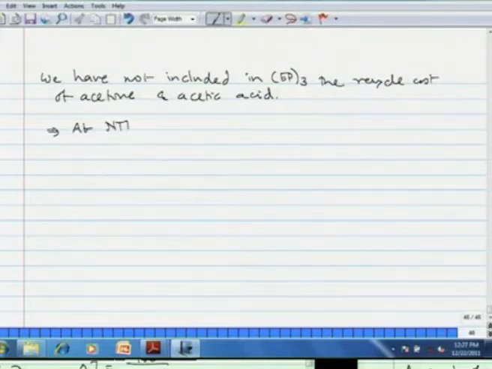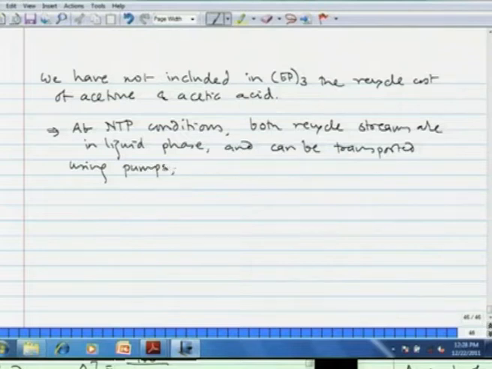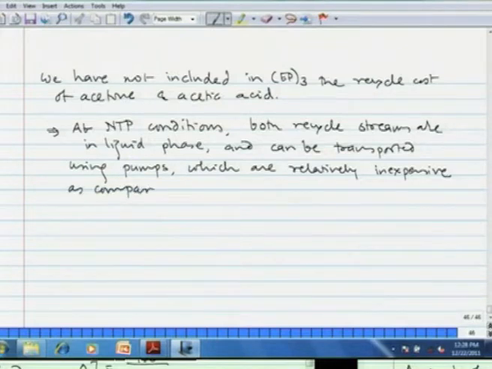At NTP conditions, both recycle streams are in liquid phase and can be transported using pumps, which are relatively inexpensive as compared to other process equipment, and therefore, we do not include these minor details in our analysis.